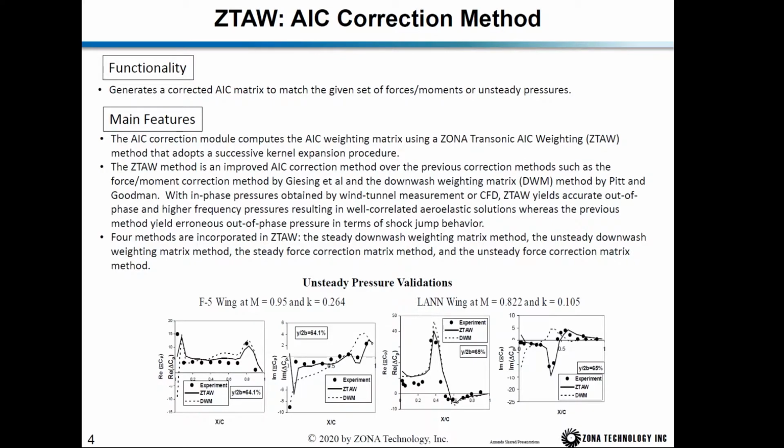The ZTAU module performs the AIC correction method, and it generates a corrected AIC matrix to match the given set of forces and moments or unsteady pressures. The AIC correction module computes the AIC weighting matrix using a zonal transonic AIC weighting method, which we call the ZAERO method, that uses a successive kernel expansion procedure. The AIC correction method was widely used by the aerospace industry before the computational tools that can capture the transonic shock effect were developed.